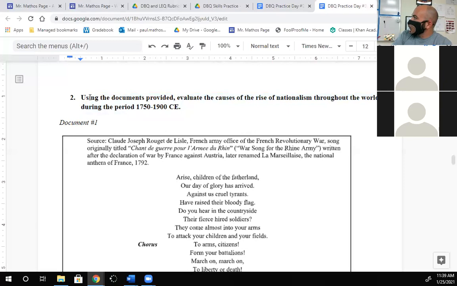So I'm looking at this, and it says evaluate the cause of the rise of nationalism throughout the world during the period 1750 to 1900. Take care when you look at a prompt like this. You're evaluating the causes of the rise of nationalism, not evaluating nationalism. I'm hoping you're looking at this and thinking, hopefully I did that the right way. Evaluate the causes of the rise of nationalism, not nationalism itself.